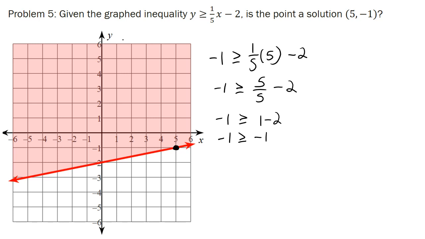So we asked ourselves, is -1 greater than -1? No, but is -1 equal to -1? Yes. Therefore, it's a solution. That means this boundary line has answers on its line. So every point on this line and all the shaded region is going to be solutions.